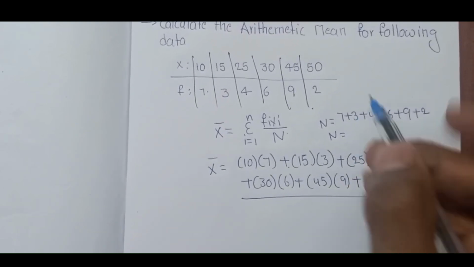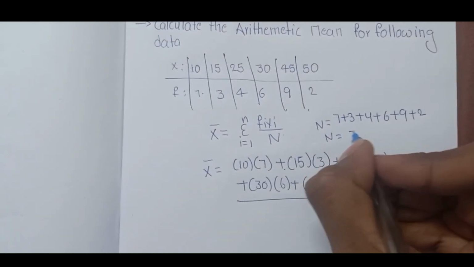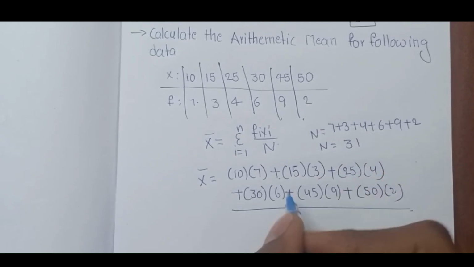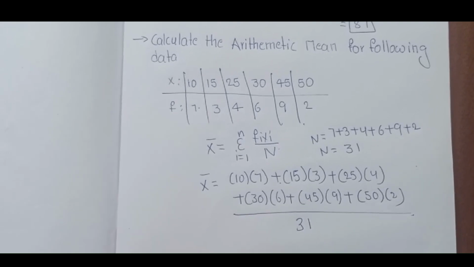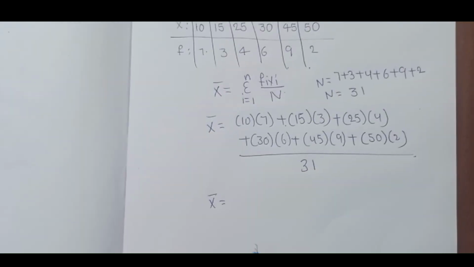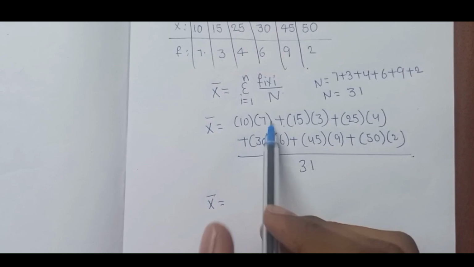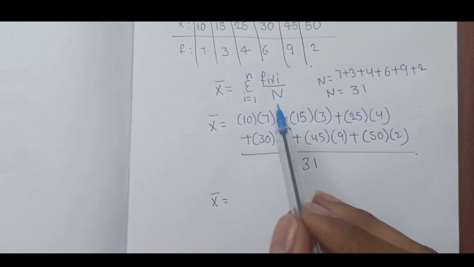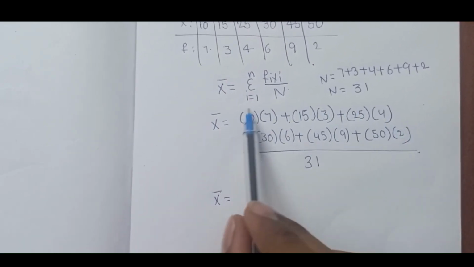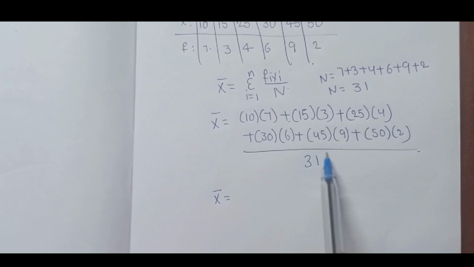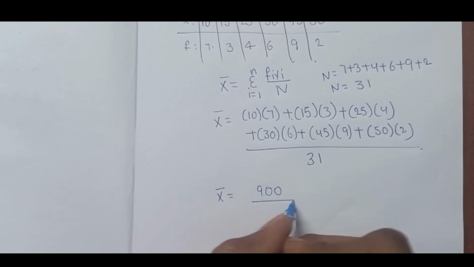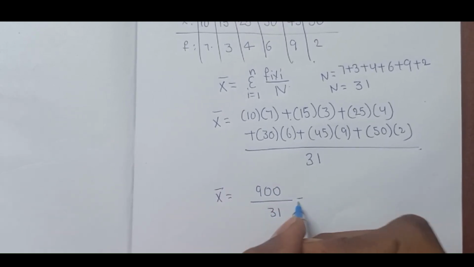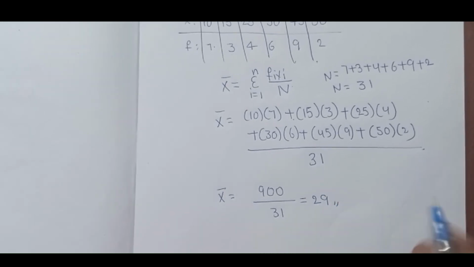See, n equal to 31, the sum of frequencies. We have the formula: divided by n, that means by 31. So x bar is equal to the sum of the product of fi and xi in the upper part and the value of n in the lower part. It is equal to 900 by 31, which is approximately equal to 29. This is the way to find the arithmetic mean in discrete series.